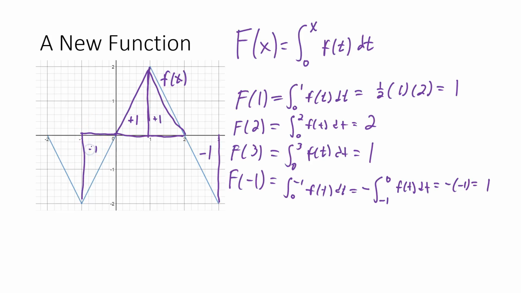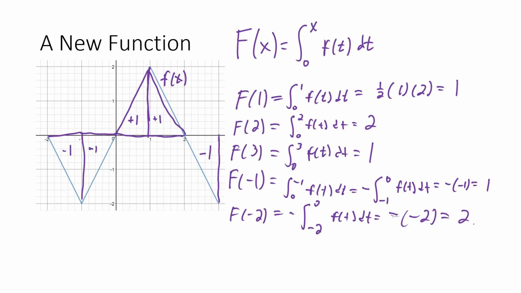We know the area is 1, so because it's below the graph, it's negative, but because we're going backwards, it ends up being +1. And then F of -2, same kind of idea. We got another -1 here, but because we're going backwards, it's going to be the opposite of the integral from -2 to 0, f of t dt.